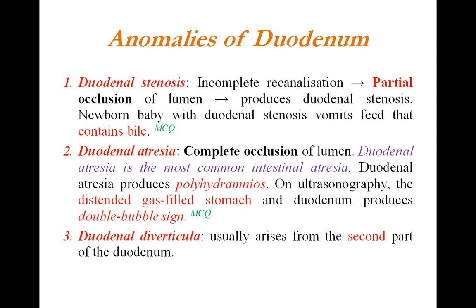Then there is duodenal atresia, in which there is a complete occlusion of the lumen. It is the most common form of intestinal atresia, and it produces polyhydramnios. On ultrasonography, a distended gas-filled stomach is seen, and the duodenum produces a double bubble sign. Double bubble, why? Because one gas shadow is just before the stenosed part, and one is just distal to it. Then there are duodenal diverticula, which usually arise from the second part of the duodenum.